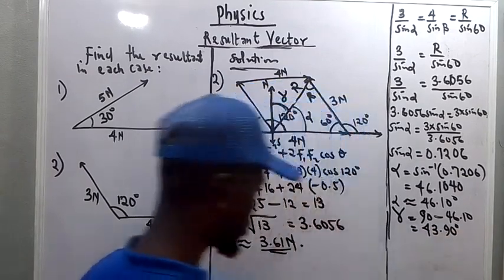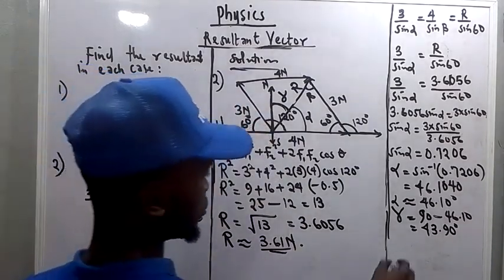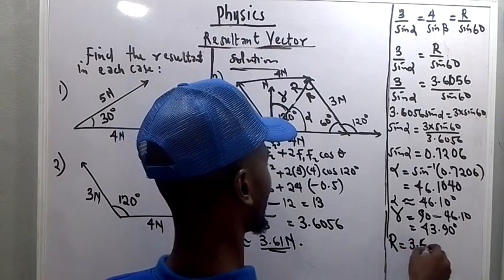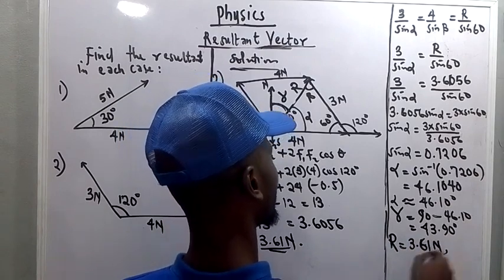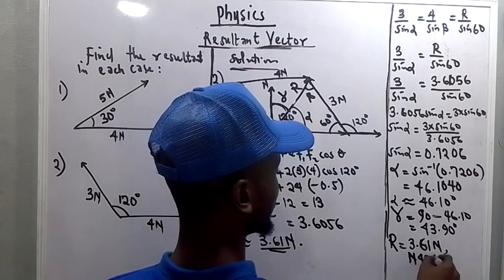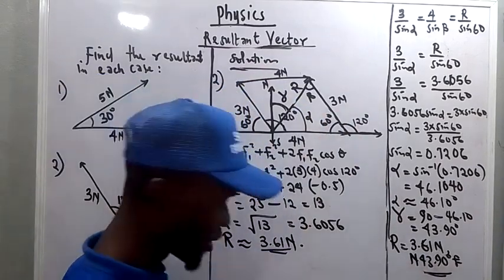Now, to completely state the resultant, my resultant is equal to 3.61 Newton. Then the direction will be stated as north 43.90 degrees east, because this is still in the north-eastern direction.